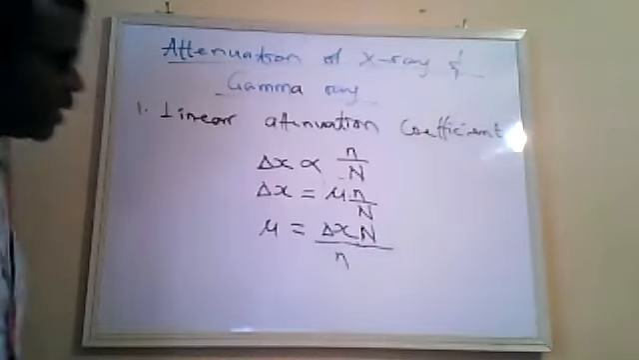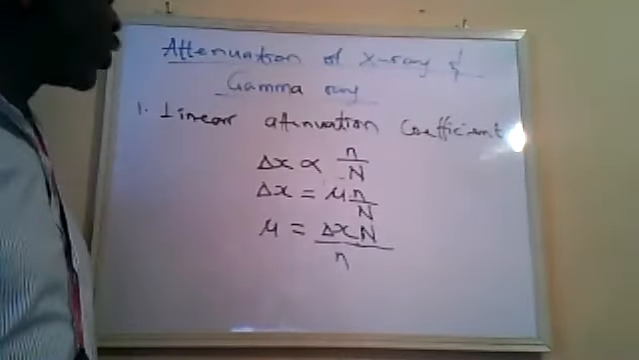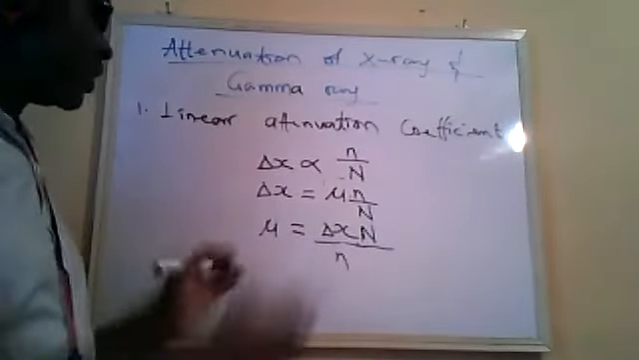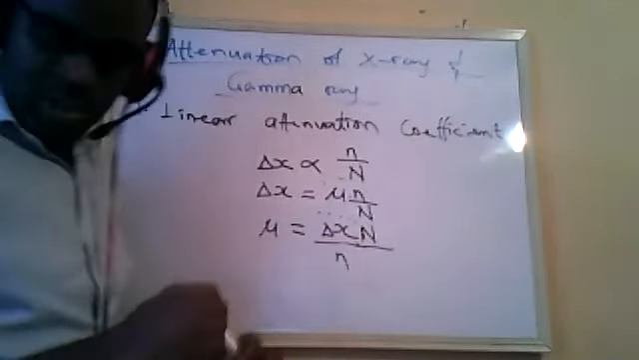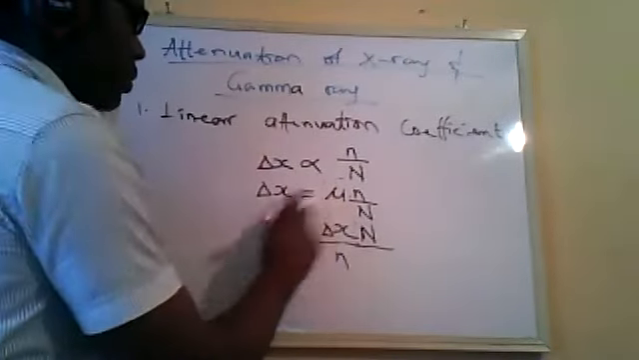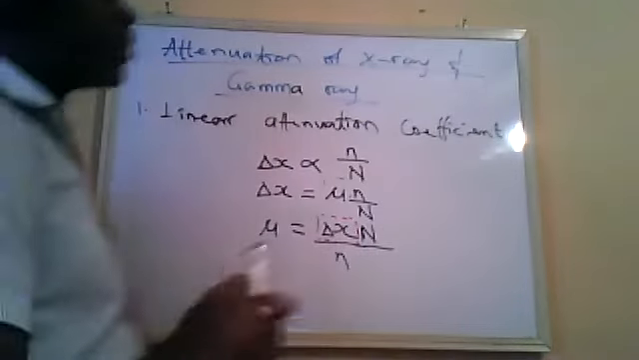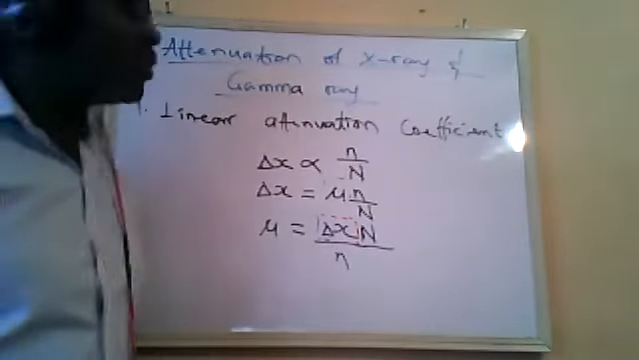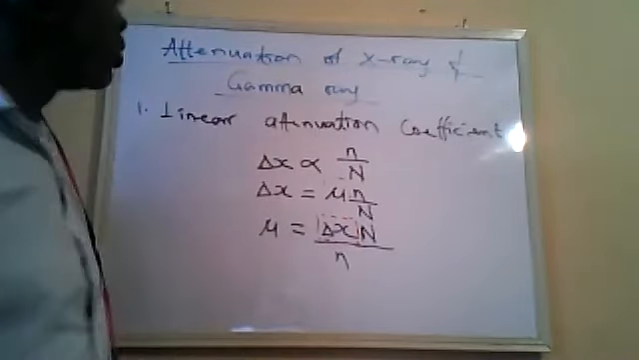So that's it. This is the linear attenuation coefficient, which is a measure of the amount of thickness that will remove a particular number of X-ray photons. We use this a lot. It's used a lot in attenuation.